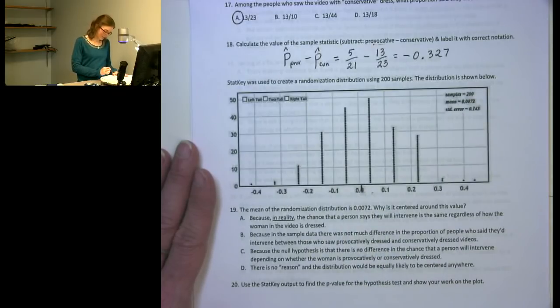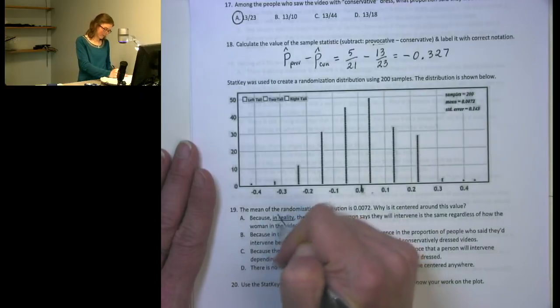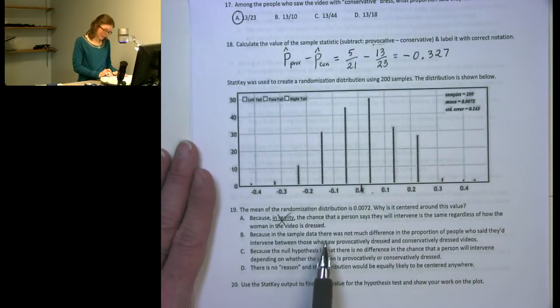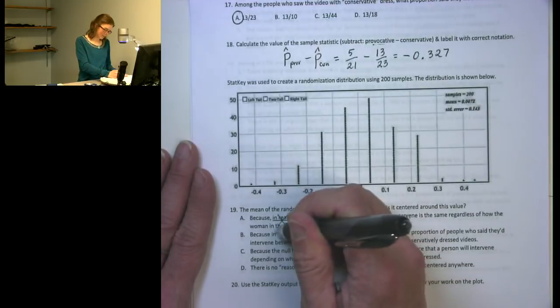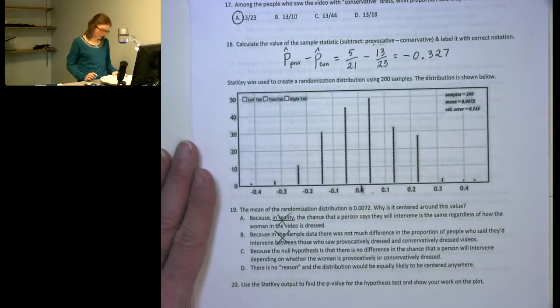So let's see what the choices are. Because in reality, we don't know what's reality. We only know what we saw in our data and what we've hypothesized, so that one's out. Because in the sample data there wasn't much difference. Nope, it's not because of the sample data, it's because of the way we chose our hypotheses. Because the null hypothesis is that there's no difference in the chance that a person will intervene.